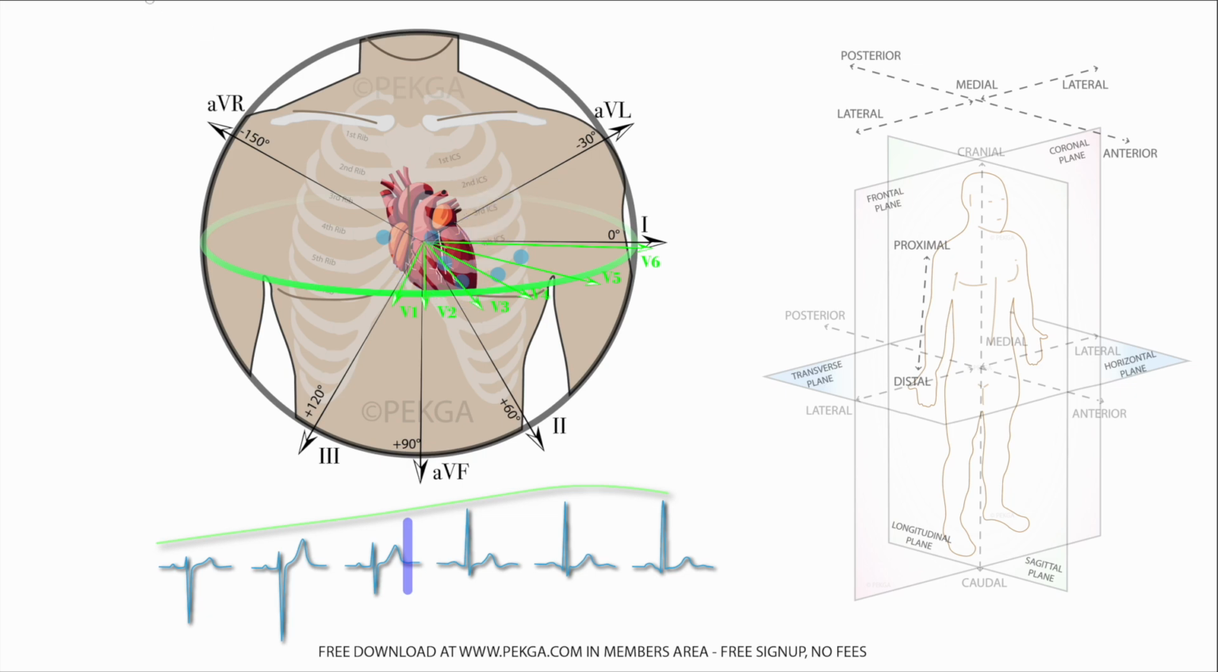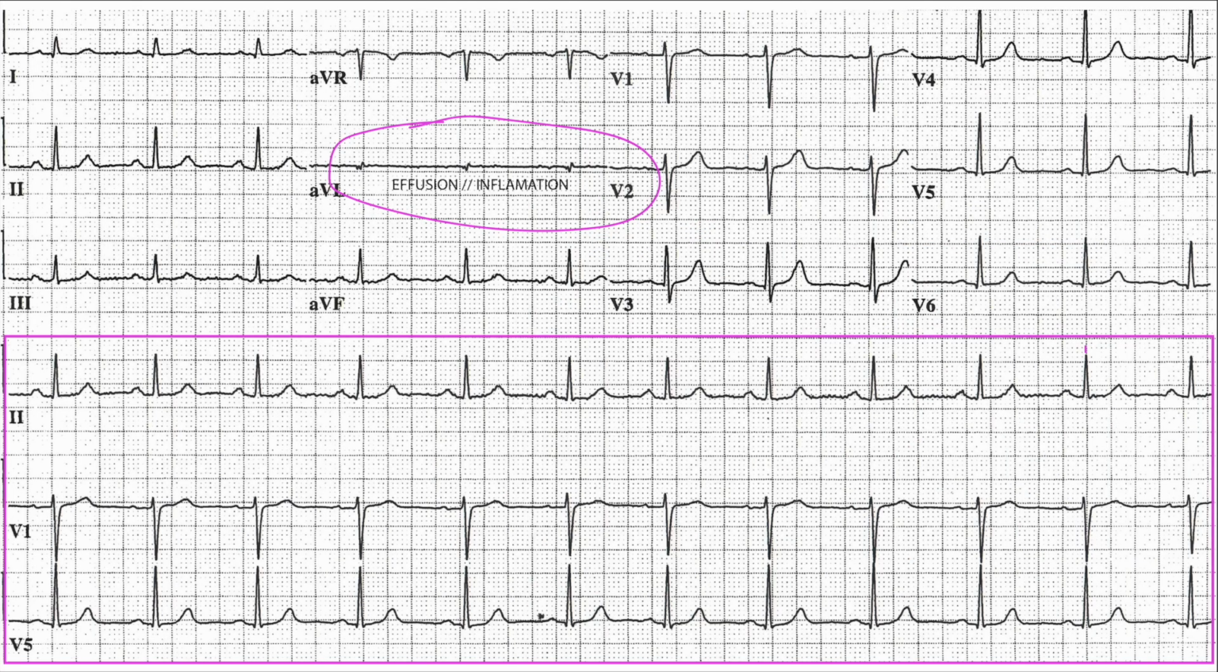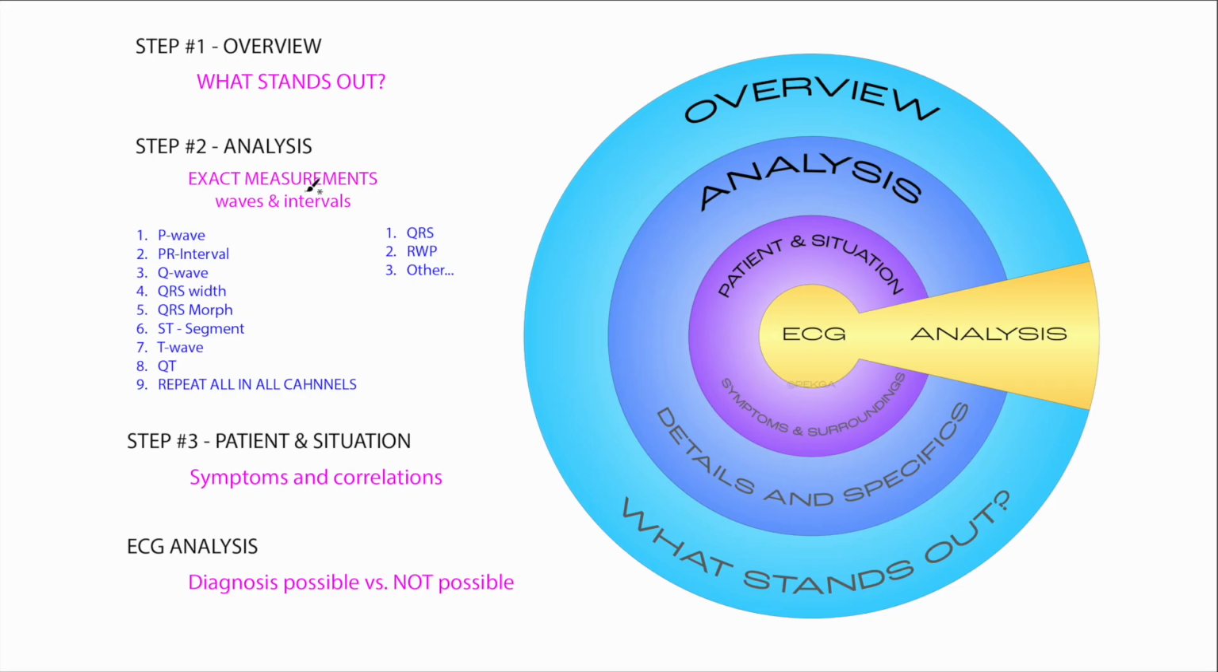Okay, let me just get rid of that and let's keep going. So that's my overview. That's what stands out, right? Now we're going to get into the nitty-gritty. So again, you take your PQRST complex and you just kind of go from left to right.